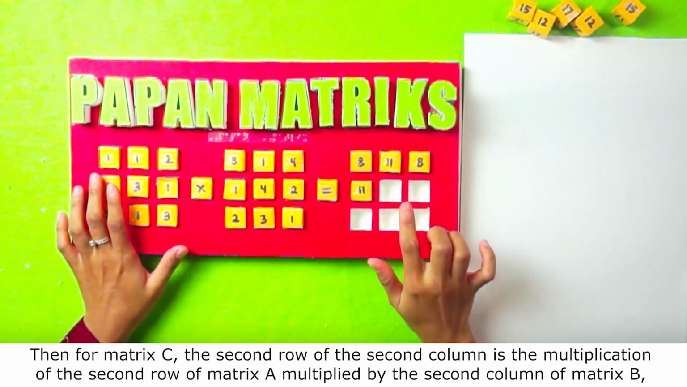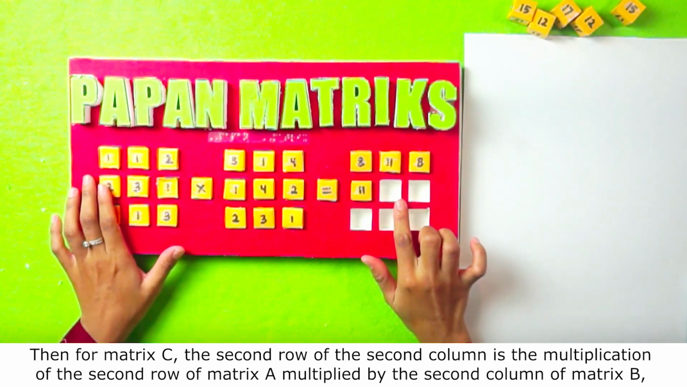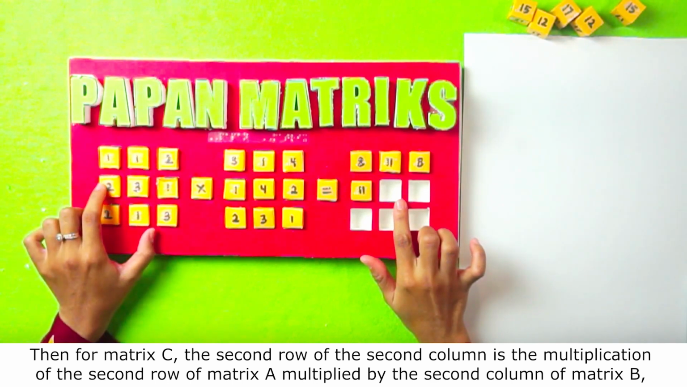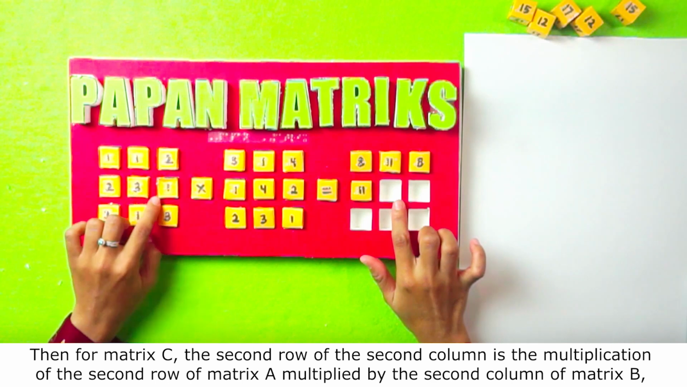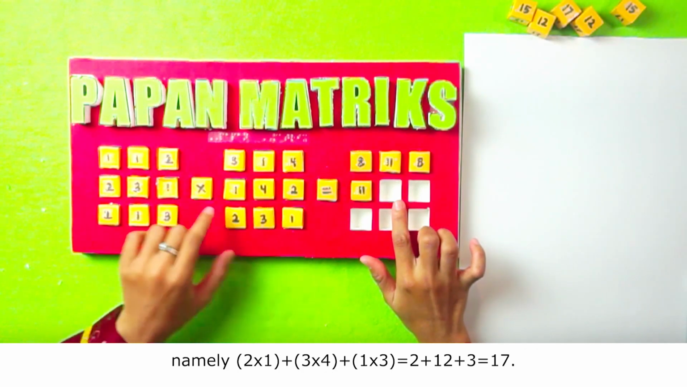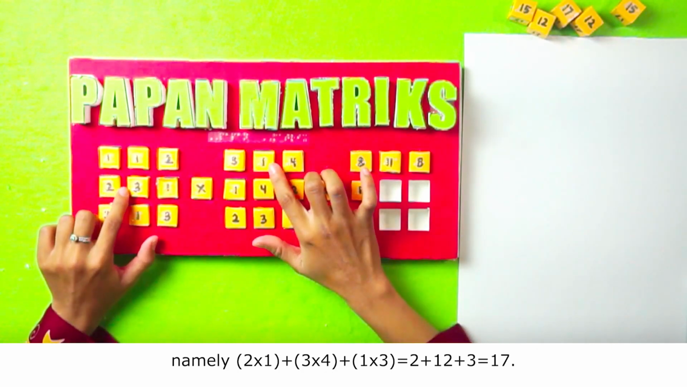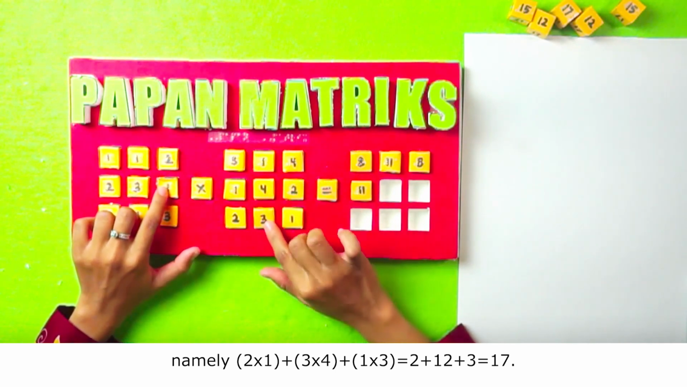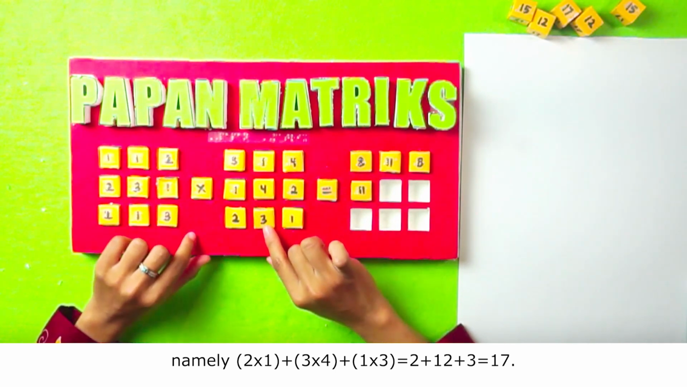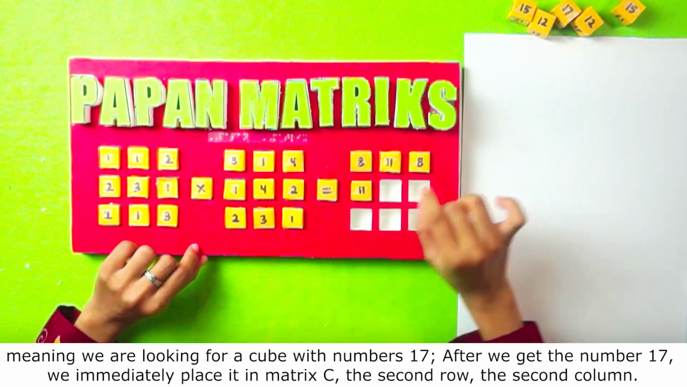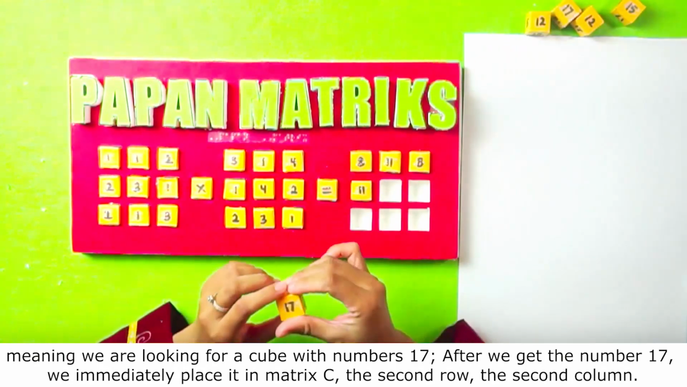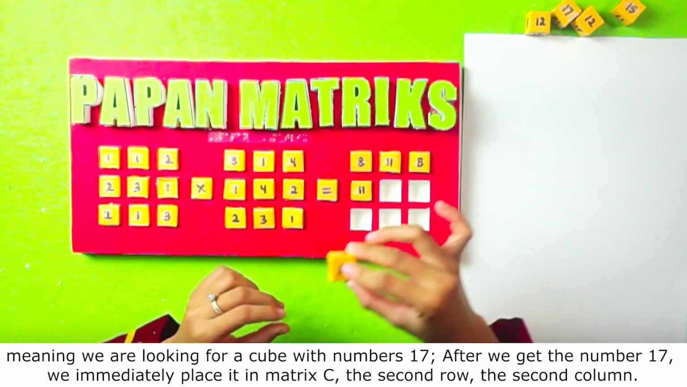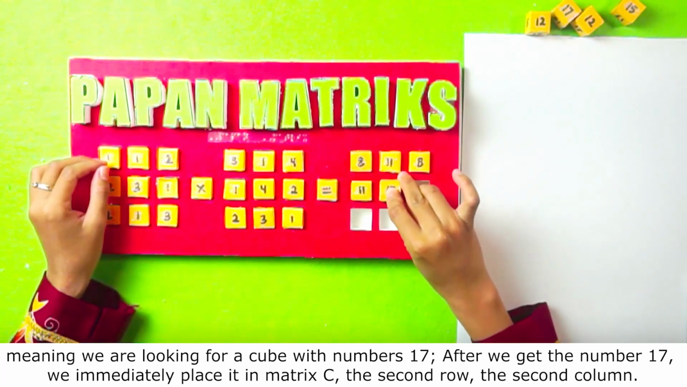Then, for matrix C, the second row of the second column is the multiplication of the second row of matrix A multiplied by the second column of matrix B, namely 2 times 1 plus 3 times 4 plus 1 times 3 equals 2 plus 12 plus 3 equals 17. It means we're looking for a cube with number 17. After we get the number 17, we immediately place it in matrix C, the second row, the second column.